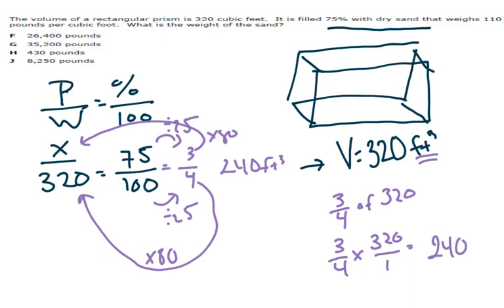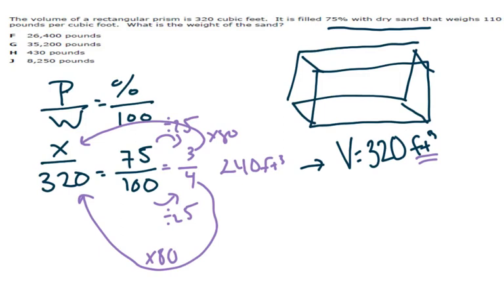The decimal option would be to say, well, 75/100s, 75% of this whole volume. Of still means multiply. 320. However you chose to do it, you would still get the same answer of 240 cubic feet.